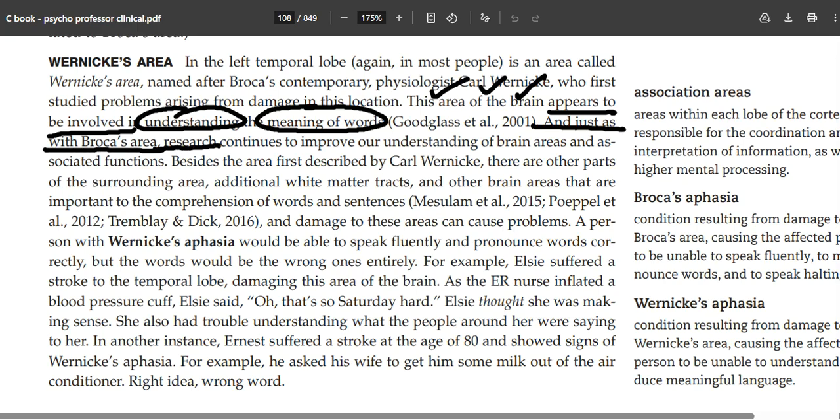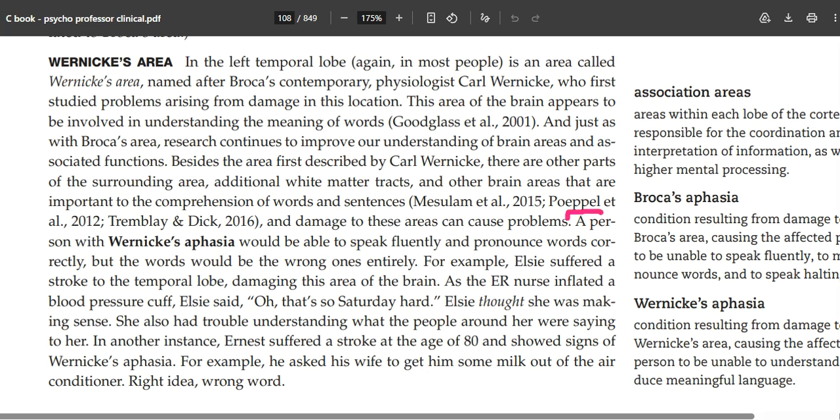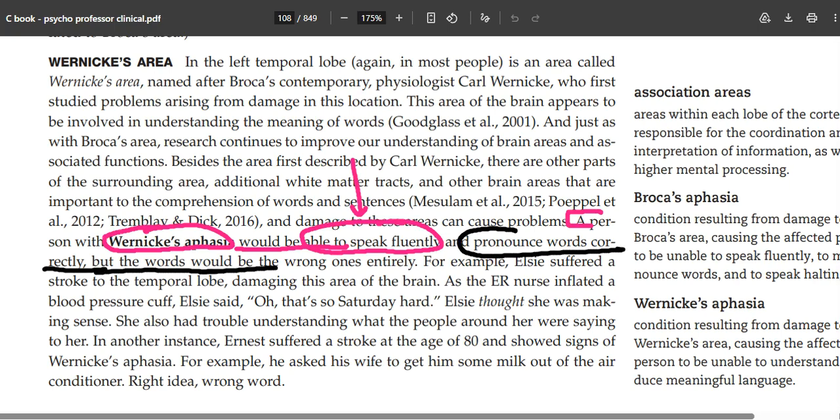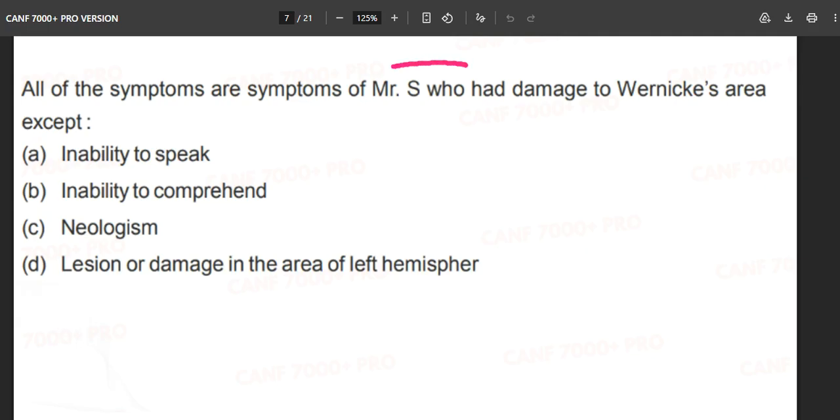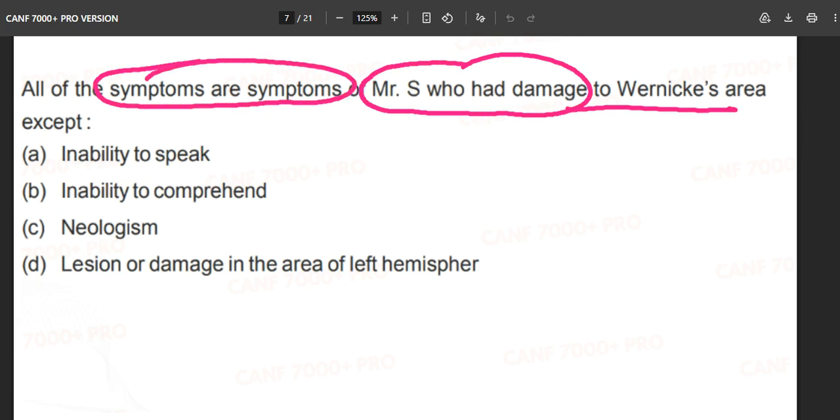A person with Wernicke's aphasia would be able to speak fluently and pronounce words correctly, but the words would be entirely wrong ones. You can read this statement over here. So speaking is not the problem. They will be able to speak fluently and pronounce words as well, but the words would be the wrong ones entirely.